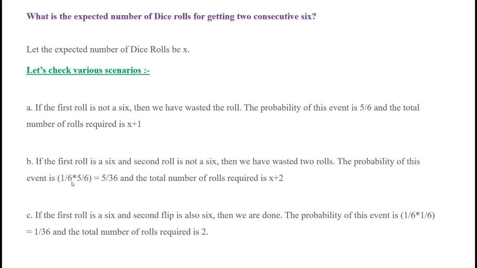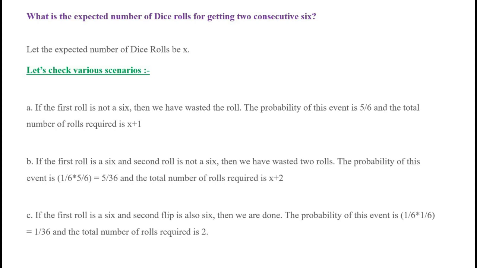When we multiply 1 by 6 into 5 by 6, that comes out to be 5 divided by 36. So 5 divided by 36 means that in your first roll you will get a 6, but in your second roll you will not get a 6. It means you have wasted 2 rolls, and the probability of this event is 5 divided by 36. So the total number of rolls required would be X plus 2.